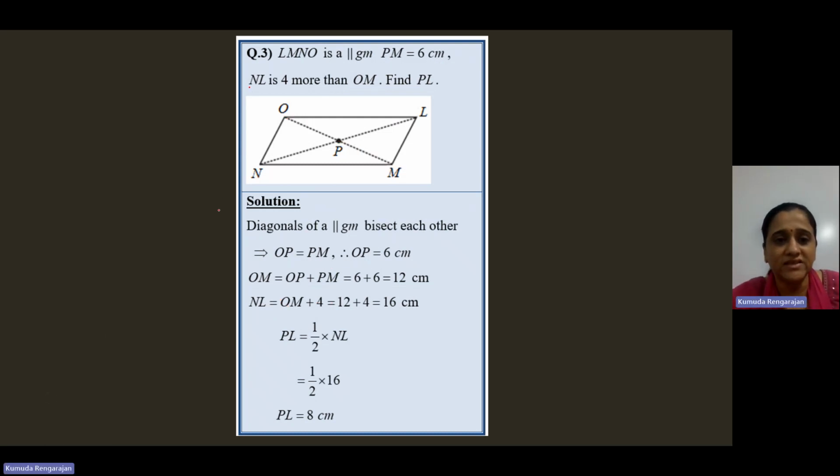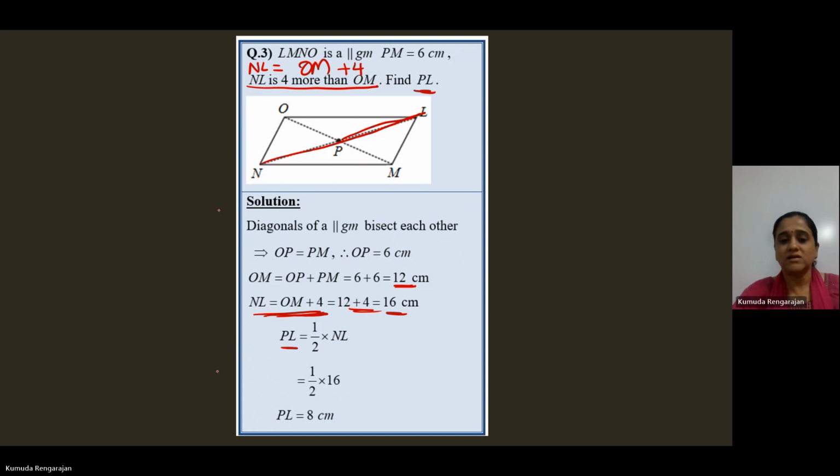See, we are just writing this as an equation. NL is, where "is" means equal to, 4 more than what? OM. So NL is equal to OM plus 4. We found OM is 12, so 12 plus 4, 16. Now, how will you find PL? PL is equal to half of NL. So half of 16, which is 8 centimeters.